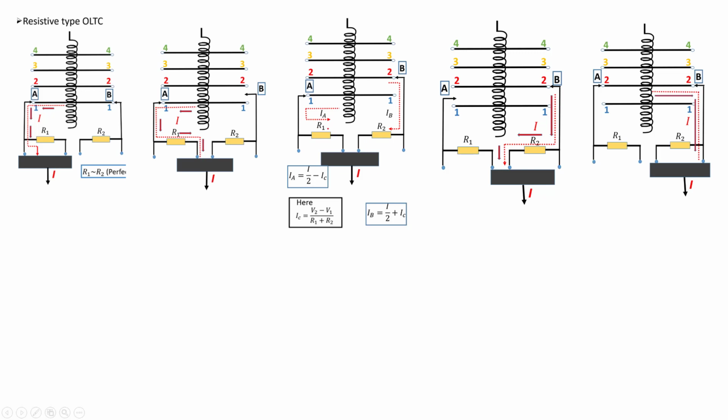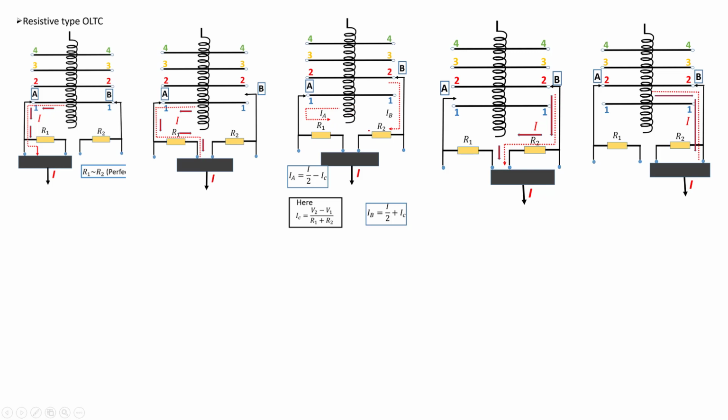Normally these resistance values are chosen equal actually. R1 is nearly equal to R2. So this is the current here. But since 1 and 2 both are connected, the voltage across R1 and R2 is V12. So that resistor voltage will cause a circulating current IC. Here this circulating current is in phase with the voltage, because these are resistors, not inductors.